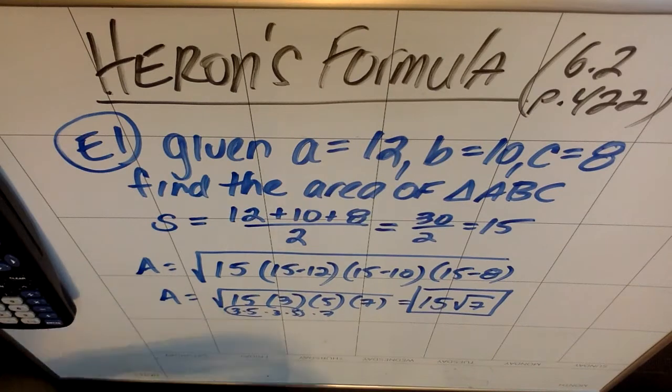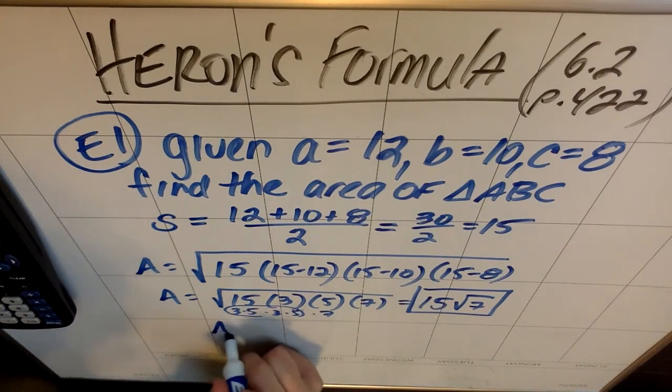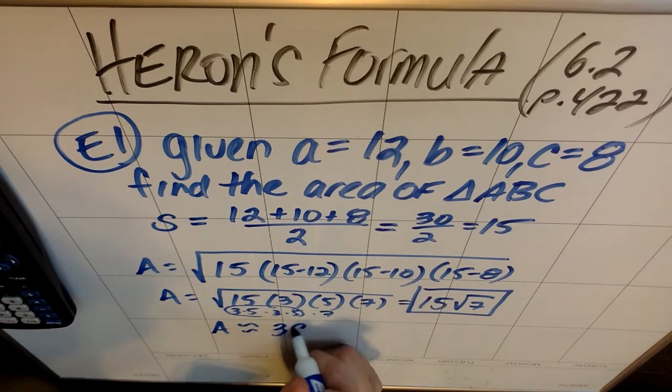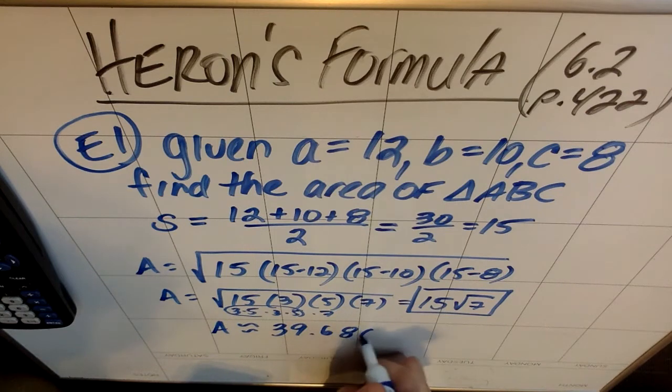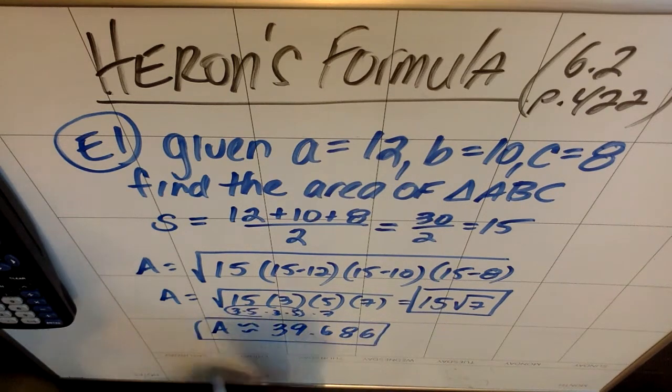Either way, the area is either 15 root 7 or approximately 39.686. And no units were given, so you don't have to give units.